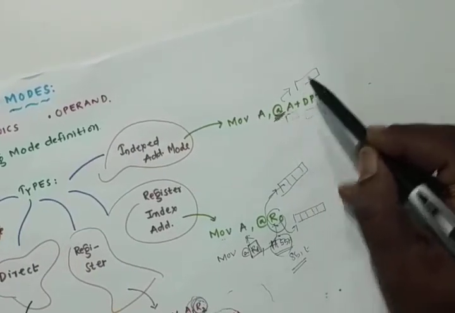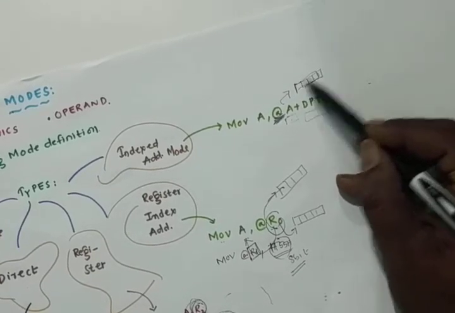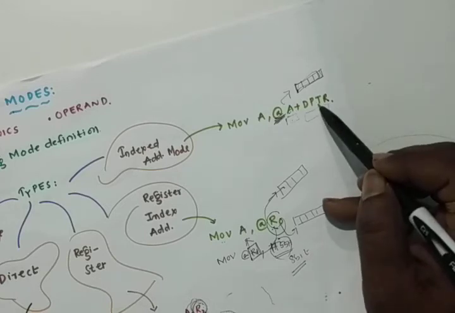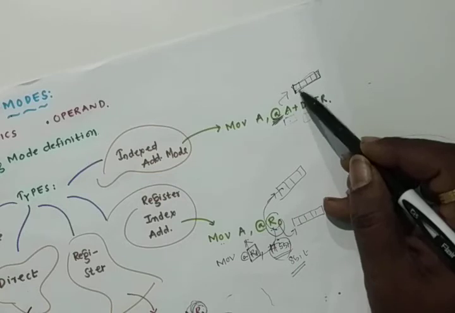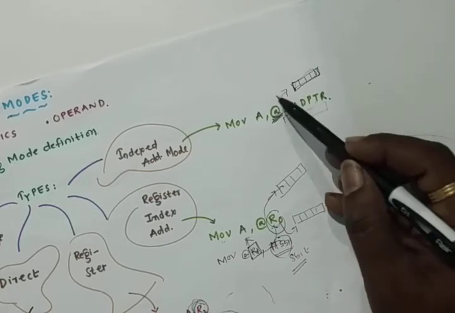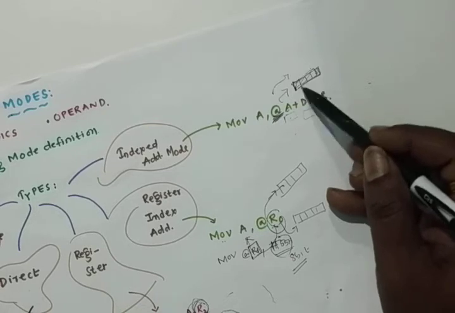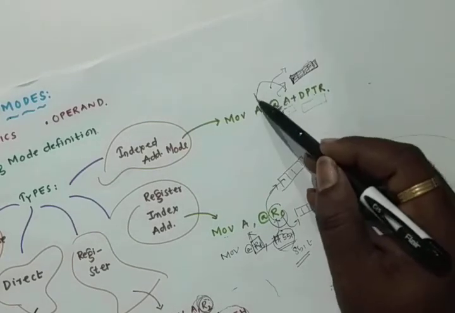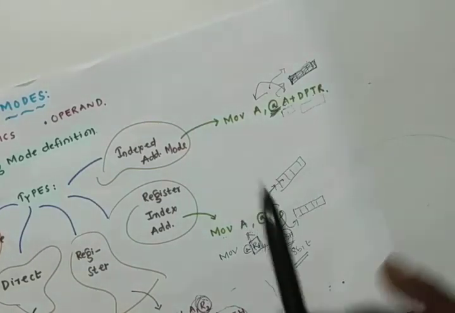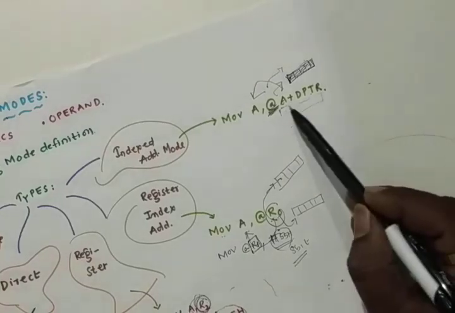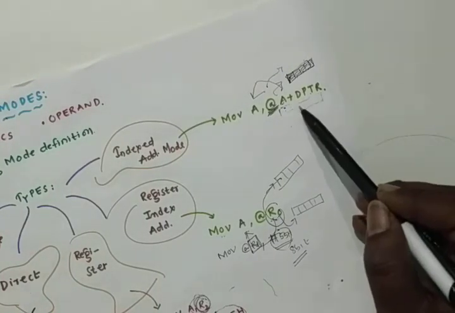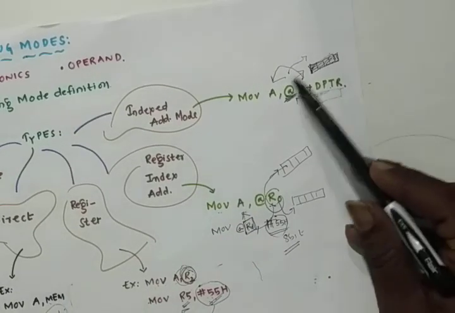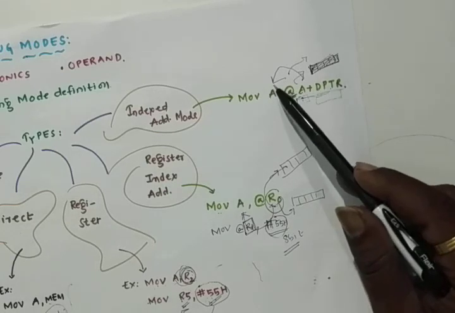This symbol represents the address of that particular memory location. By adding A and the data pointer register, we get the address of that particular memory location, so the program counter goes to that memory location, finds the data there, and that data is moved into the accumulator register. Here, a copy of the content of internal or external memory, whose address is specified at this location, is moved into the accumulator register.